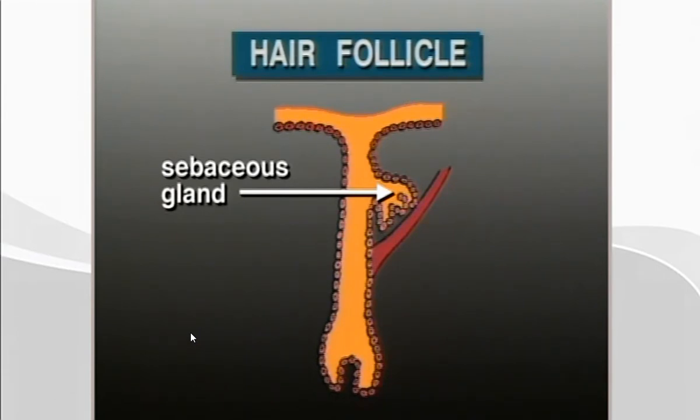Attached to the side of the root sheath are the sebaceous or oil glands. These produce sebum, which is sent up through the hair follicles to the surface of the skin. Sebum mixes with the body's perspiration to form the acid mantle, which protects the cuticle and maintains the acid balance of hair and skin.